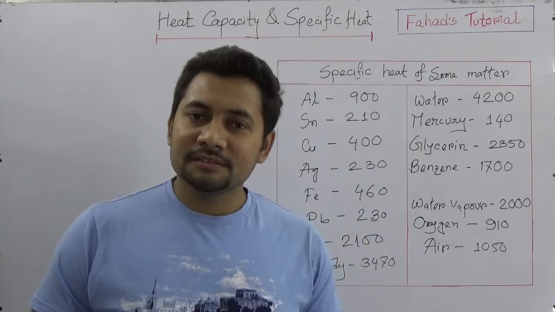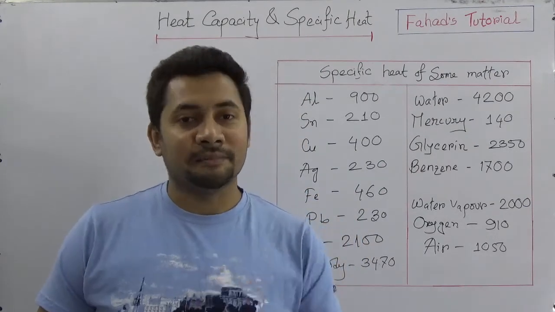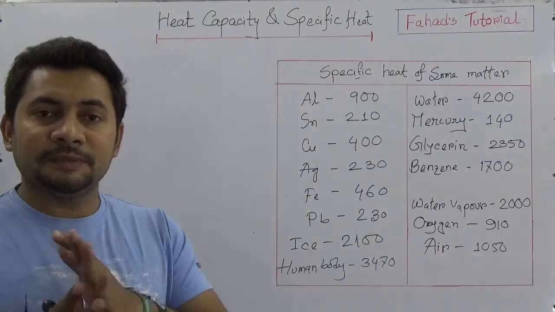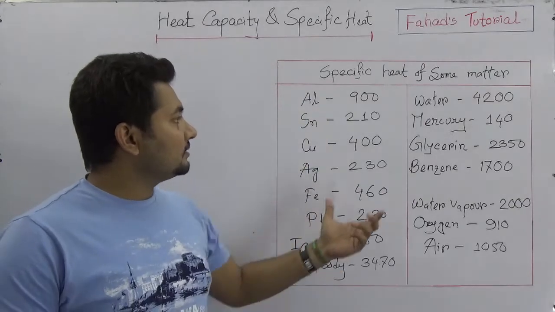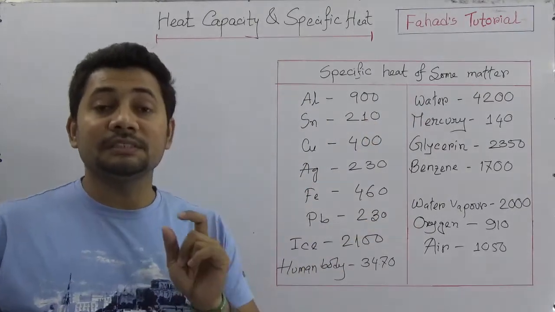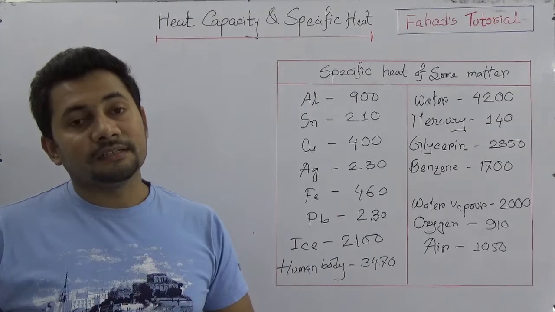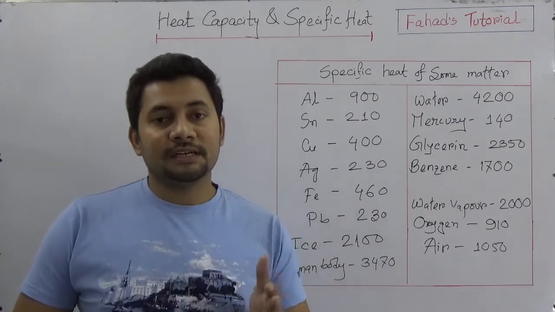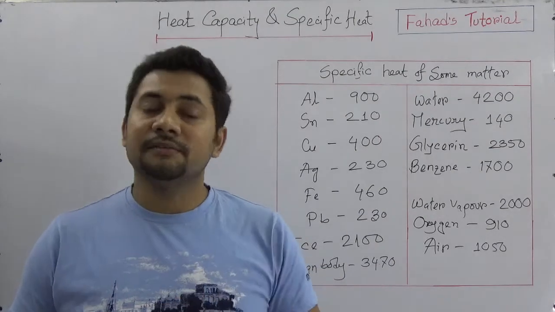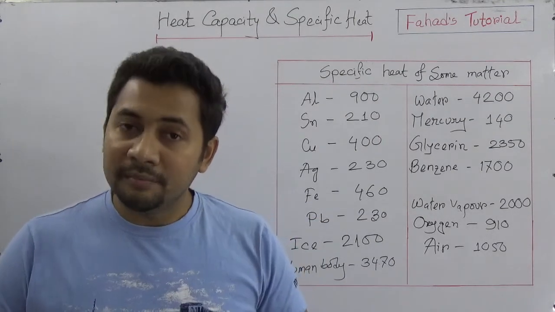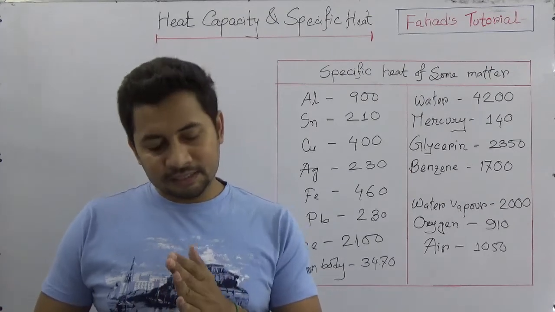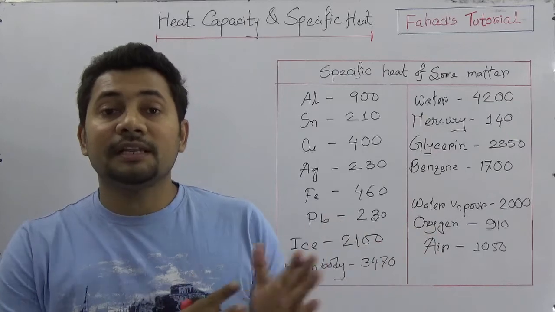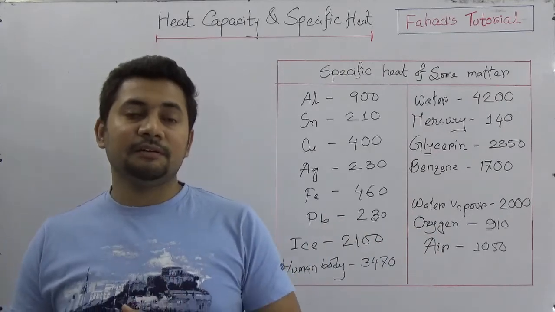Let's study specific heat and heat capacity. I have written a list of the specific heats of some metals and other things, which is needed to understand specific heat and heat capacity in this chapter. This is the sequential class of the previous playlist on the effect of heat in matter, where I discussed linear expansion, volume expansion, then real and apparent expansion. Now this class is about specific heat and heat capacity.